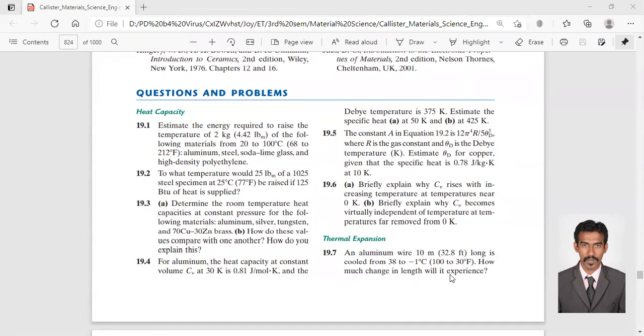Here aluminium heat capacity is given as 900 joule per kilogram per Kelvin. Mass is given, 2 kilogram. Temperature difference from 20 degrees Celsius to 100 degrees Celsius, that's 80. So if you multiply these things, you will have 1.44 into 10⁵ joule. Similarly you can calculate for steel, soda lime glass, and high density polyethylene. The heat capacities are given in the table. You take it and put it in the formula m c delta theta. M is mass, 2 kilogram, given. Heat capacity you can take from the table. Delta theta is the change in temperature, that is 80 degrees Celsius. When you multiply it, you will get the answer.